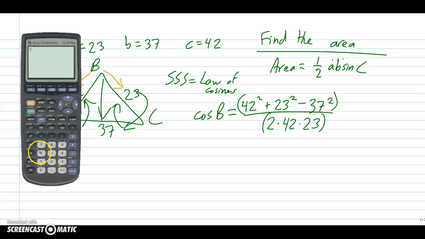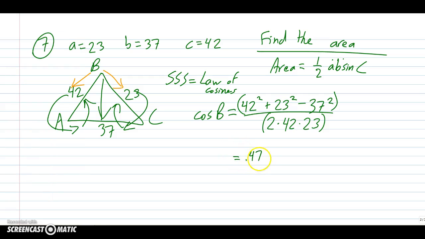So here we go. As long as you type it in exactly like I have it, everything should be fine and dandy. 42 squared, make sure you hit the squared button, plus 23 squared, minus 37 squared, close parenthesis, divided by 2 times 42 times 23. Again, you get a decimal, 0.4783 it looks like. 4 places is usually sufficient, but you can also keep it in your calculator.